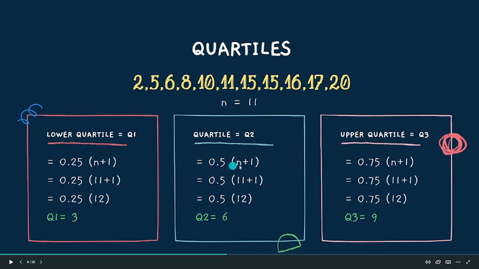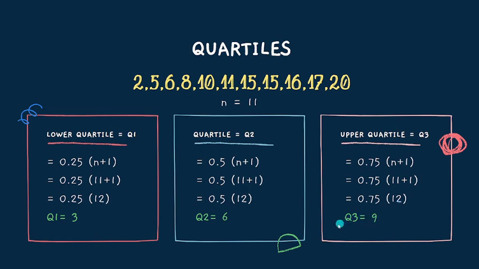Next, our quartile Q2: 0.5 times n plus 1. We substitute again: n is 11 plus 1, so 0.5 times 12. Our median will become 6. Upper quartile, Q3: 0.75 times n plus 1. Substitute 11 plus 1, which is 12. 0.75 times 12, so our Q3 will be 9.